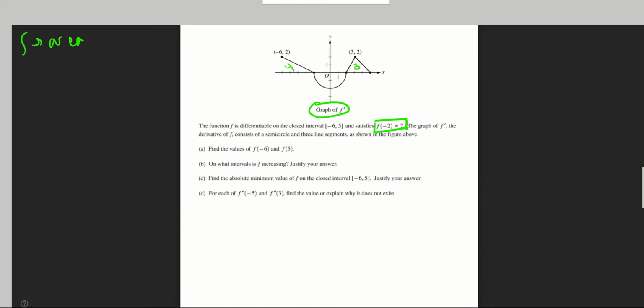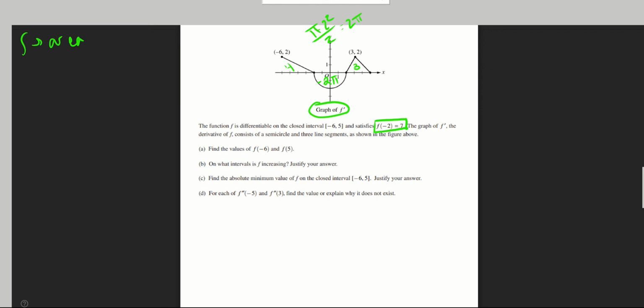And then this middle one is a circle, but it's half of a circle. So the radius is 2, so pi times 2 squared over 2 is going to give us 2 pi. The thing is, though, it's below the x-axis, so it's actually going to be negative 2 pi.